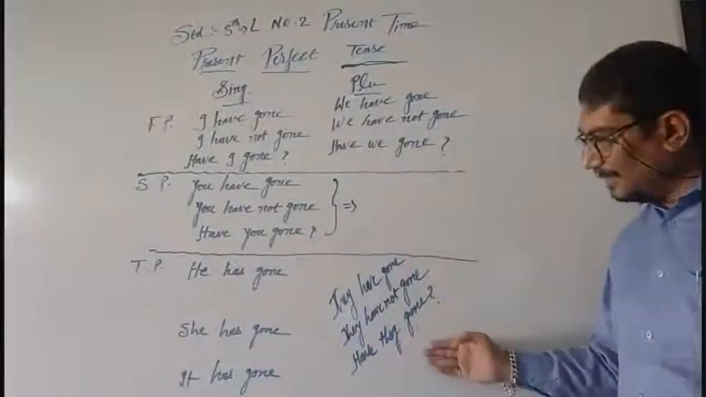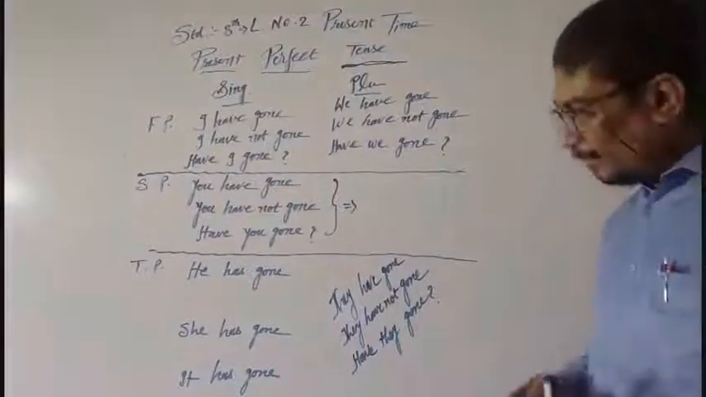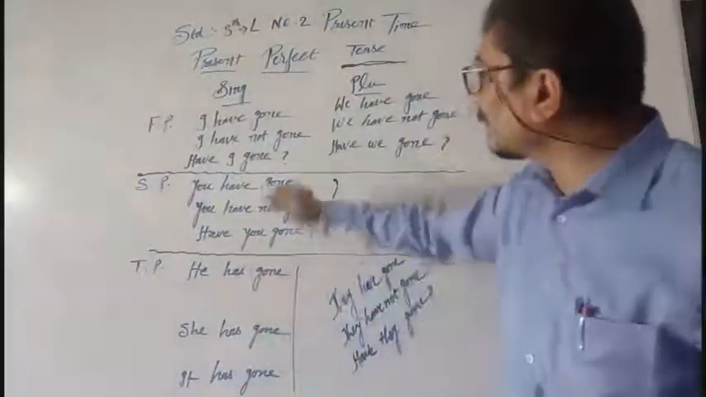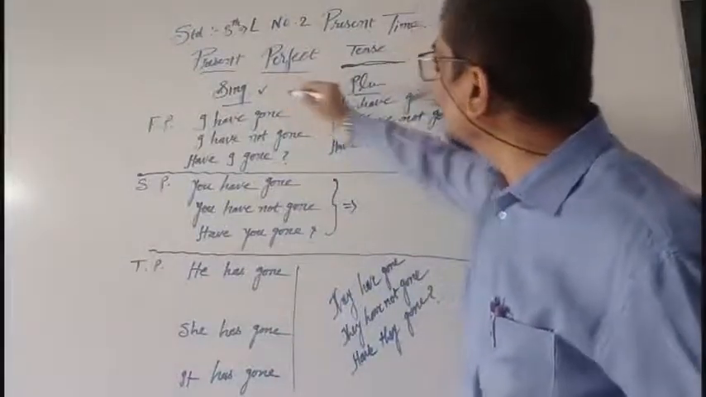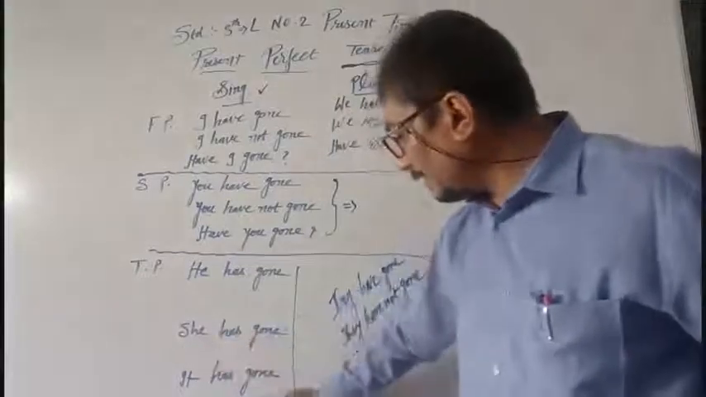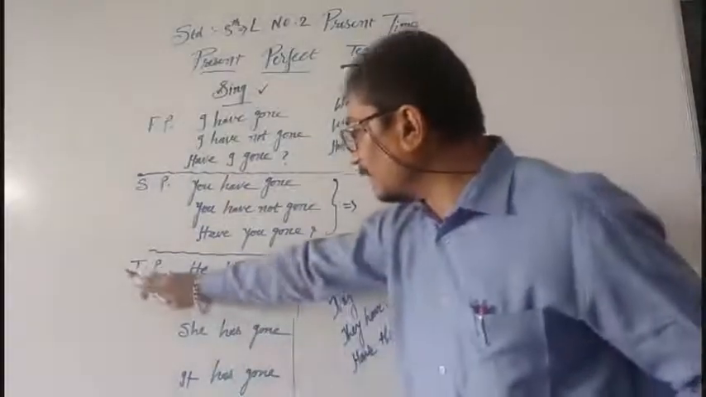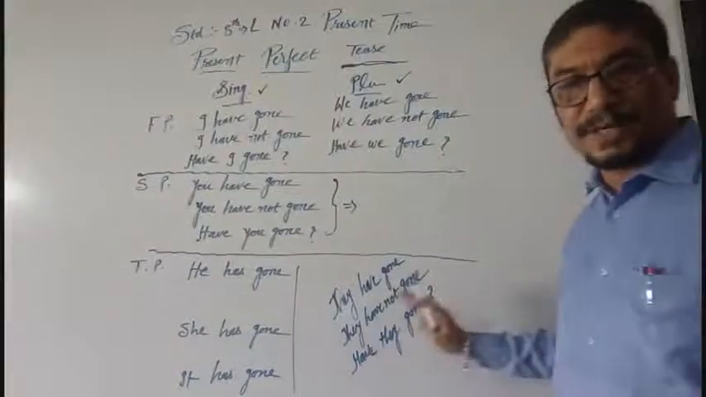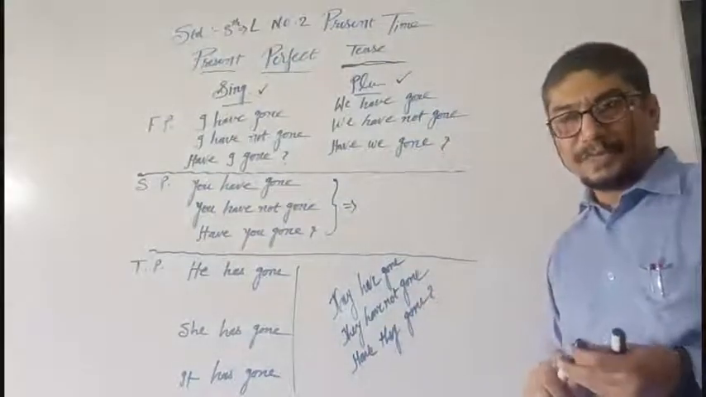I have written 'they' in such a way. Why is it so? Because it is applicable with all these three. This is singular, this is plural, this is also third person but here it is singular, and this is also third person but here it is plural. So I have written this in this way.